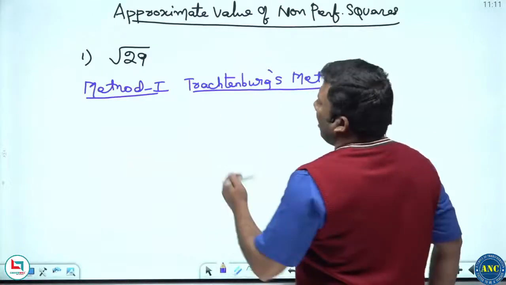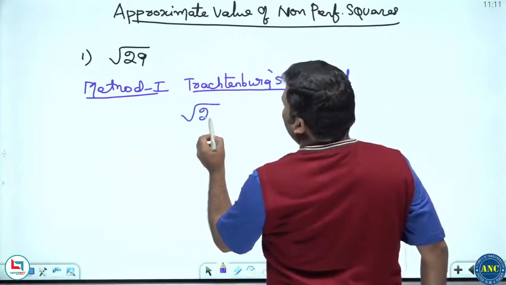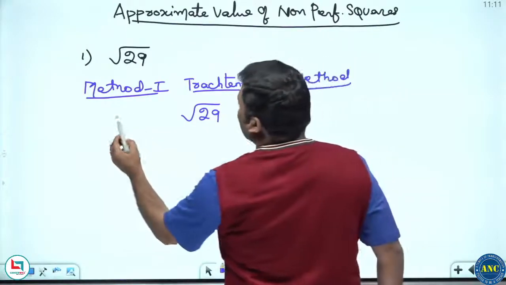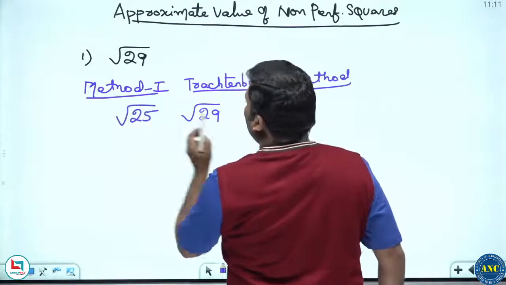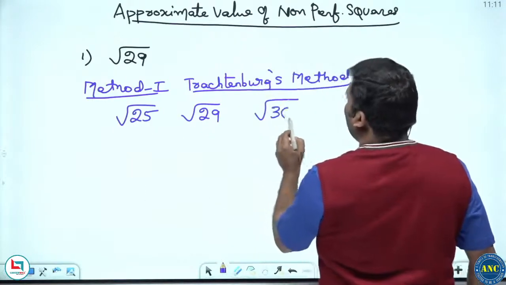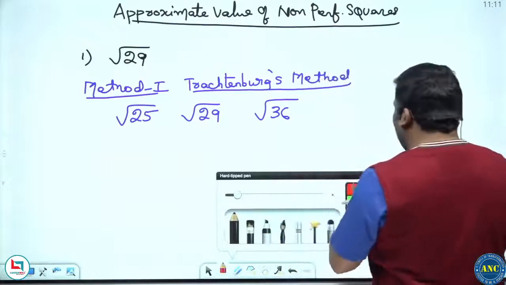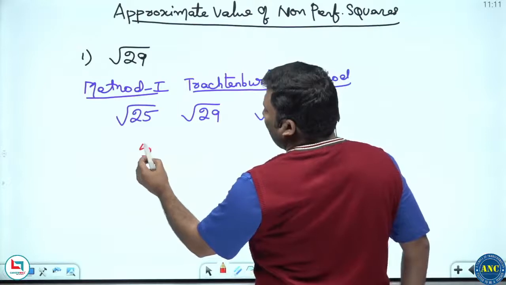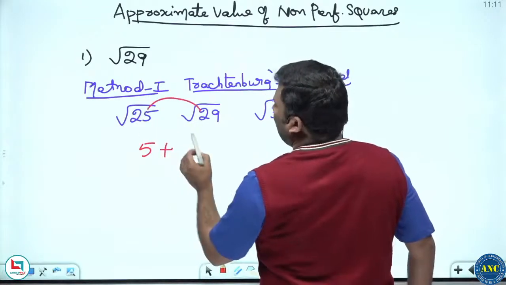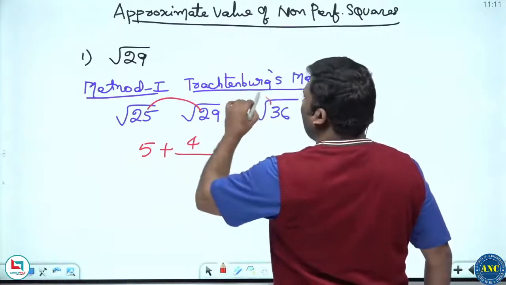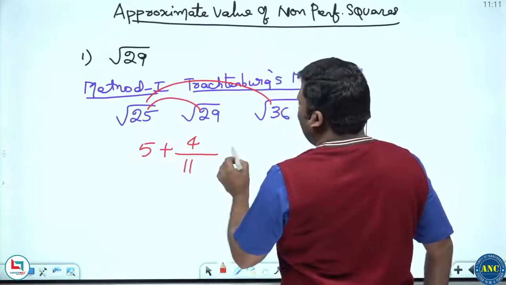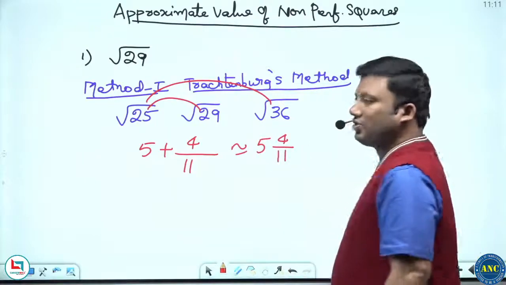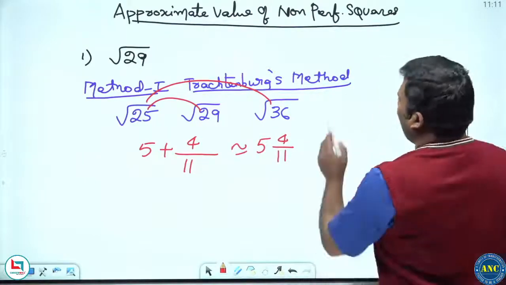How to check whether a number is a perfect square or not? All that we discussed. Trachtenberg says: square root of 29 lies between which two squares? Square root of 25 and square root of 36. Root of 25 is 5, plus: 29 minus 25, the difference is 4; 36 minus 25, the difference is 11. So the answer is 5 and 4 by 11 approximately.